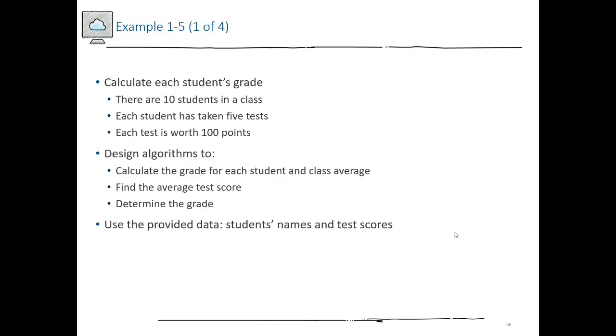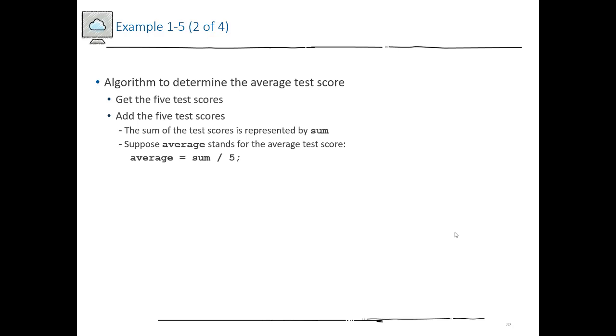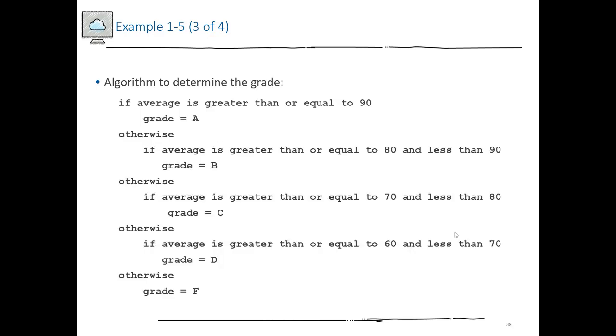That's an algorithm. Here's another example in the book. Example 1-5, calculate the student's grade, and it's asking you to design an algorithm. So here's an example of an algorithm: get the 5 scores, add the 5 scores, and take the average. Okay. So here's the processing algorithm, the heart of the program. Remember, once you have a good algorithm, converting that algorithm into code is easy. It's not that hard.